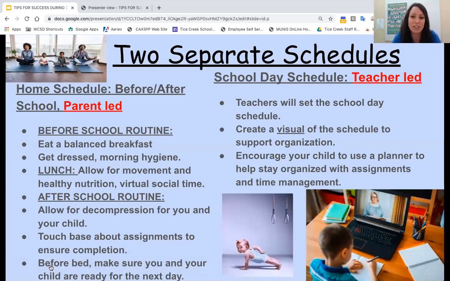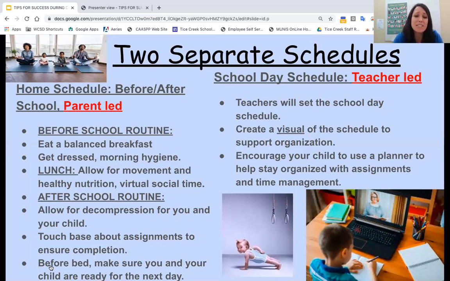Next slide, please. Okay, so 2 separate schedules, and I hope this will help alleviate stress and anxiety, as I've been touching on a lot. So there's 2 separate schedules. You've got your home schedule, which is led by you, the parent, the caregiver, and then you've got the school schedule.